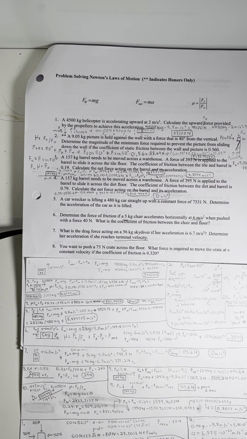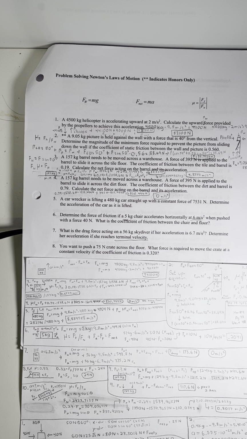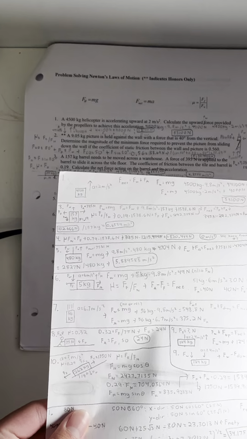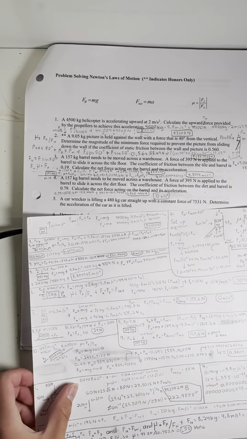Okay, number 8. You want to push a 75 newton crate across the floor. What force is required to move the crate at a constant velocity if the coefficient of friction is 0.320? I know this drawing's a bit tiny, but that's number 8 right there.